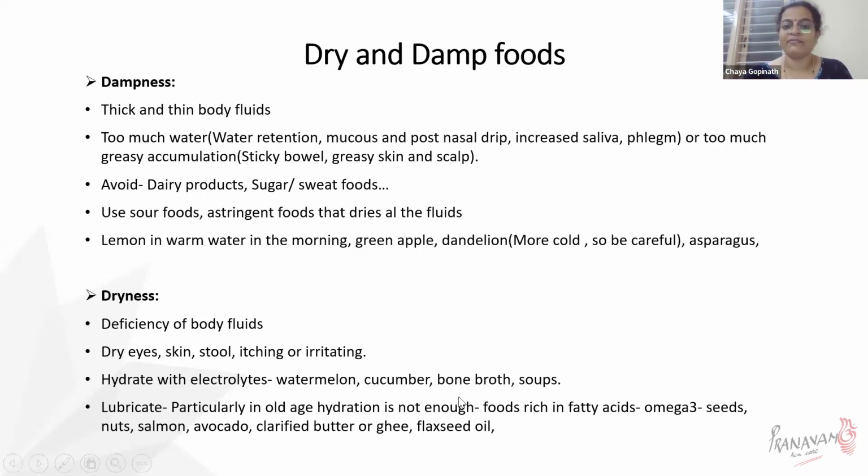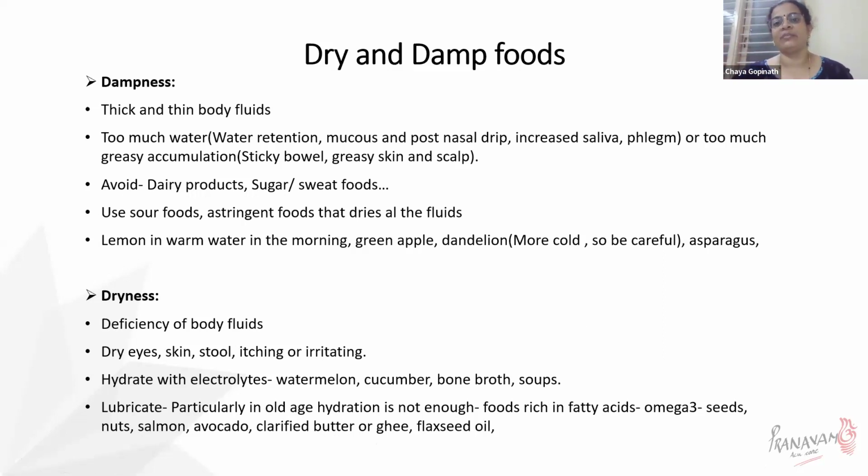How do you lubricate them? Foods rich in fatty acids, particularly omega-3 fatty acids. That is present in seeds, nuts, salmon, avocado. Clarified butter or ghee is excellent for these people. Flaxseed oil, your coconut oil, all these foods. If you start incorporating them in your diet, it is going to be effective in eliminating the dryness in the body.